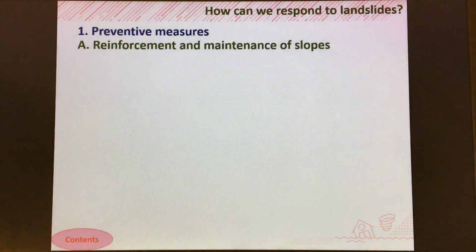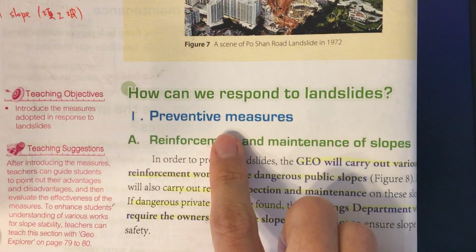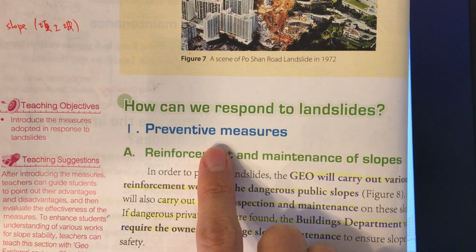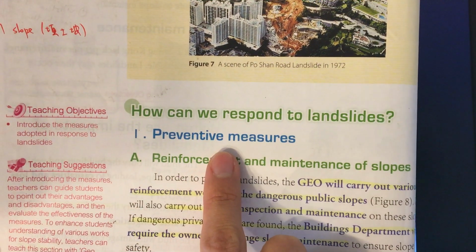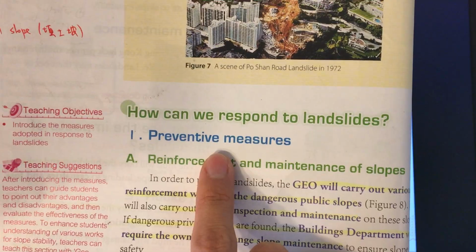So that's how we can respond to landslide. There are different measures we can take. For the first one, we can define those measures as preventive measures, 一啲嘅避免山泥傾瀉發生嘅方法. Preventive measures. So how can we strengthen the slope? How can we consolidate the slope?